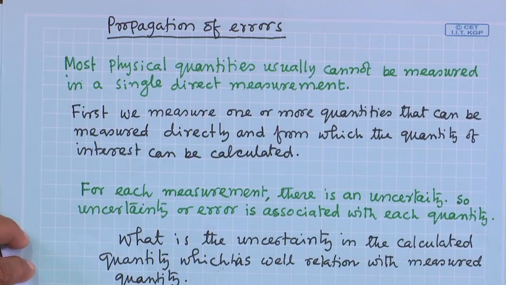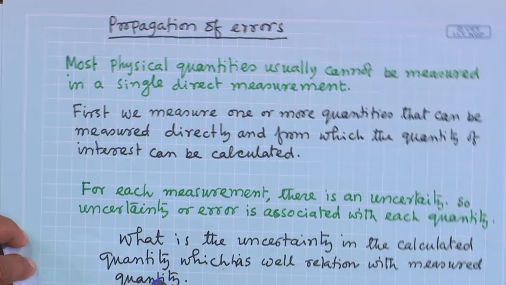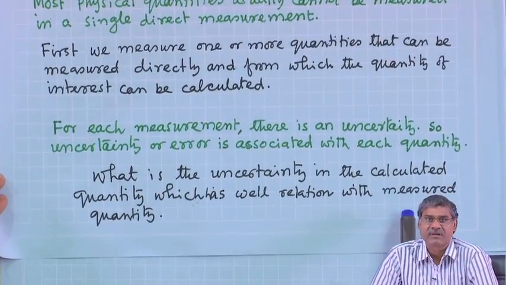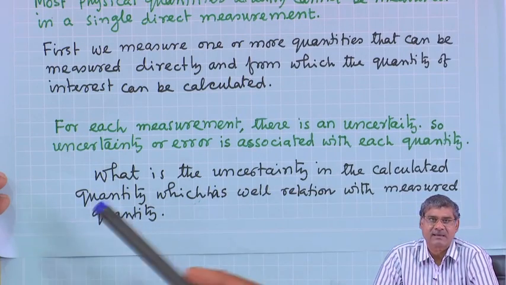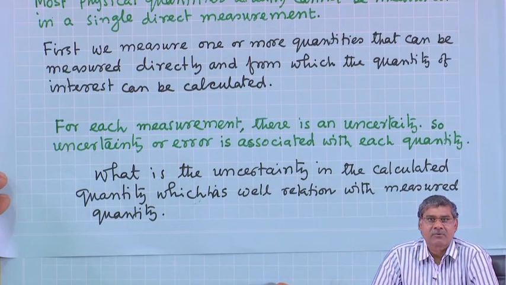The final result we are getting for a physical quantity is not from a direct measurement; it is calculated from the relation of many measured quantities, and for each quantity there is an error or uncertainty. So, now the question is: what is the uncertainty in the calculated quantity, which has a relation with the measured quantities as I described? This is the question we have to answer.